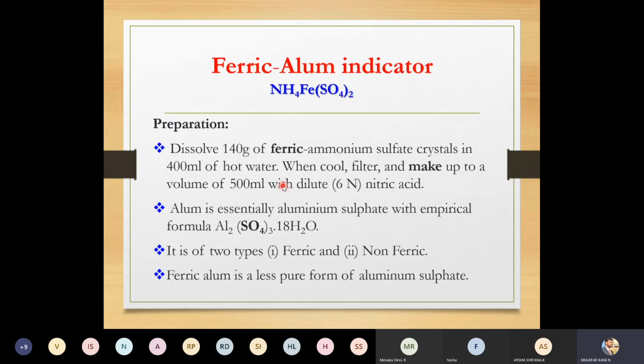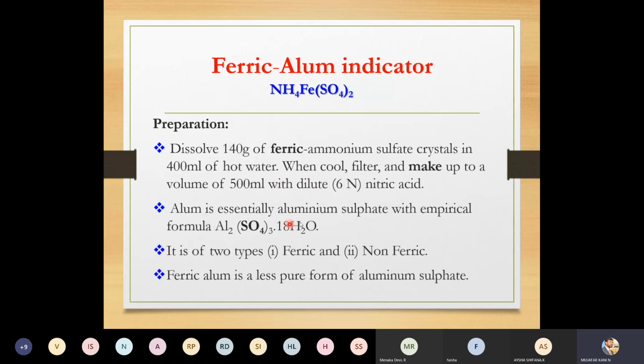The next indicator, the ferric alum indicator, NH4Fe(SO4)2. It should be prepared by dissolving 140 grams of ferric ammonium sulfate crystals in 400 ml of hot water. When cool, filter and make up to a volume of 500 ml with dilute nitric acid.